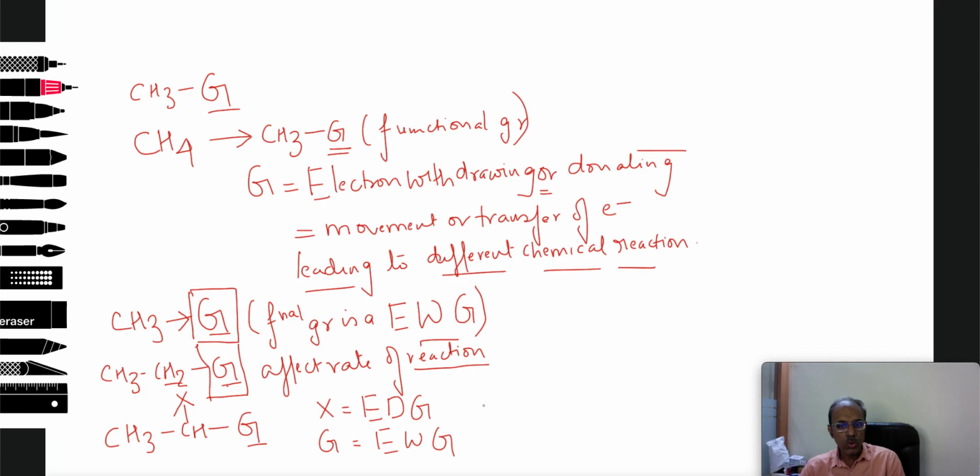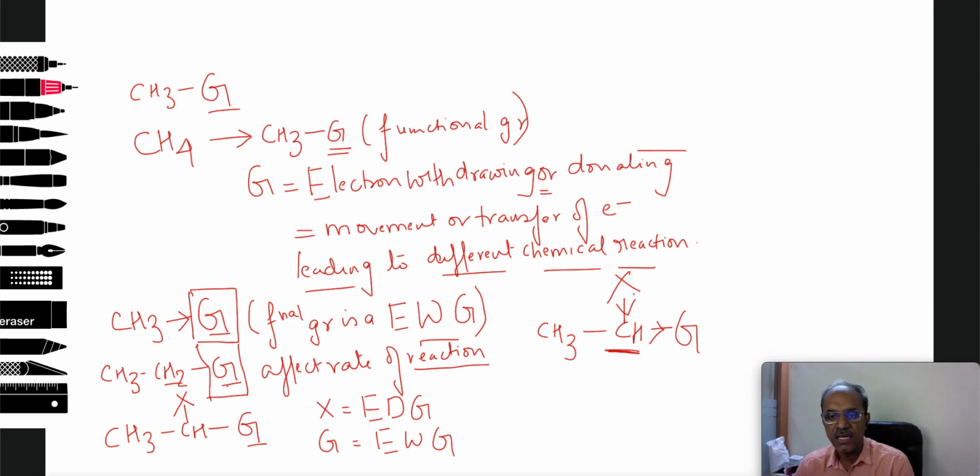That means X, which is an electron donating group, as I have told you, since X will be pumping electrons and this G will be pulling out electrons. So since it will be pumping electrons, here the electron density will be more. It will be increasing. Similarly, since this group is the electron withdrawing group, here the density of electron is so much that more the amount of electrons are getting attracted, withdrawn by this particular G.